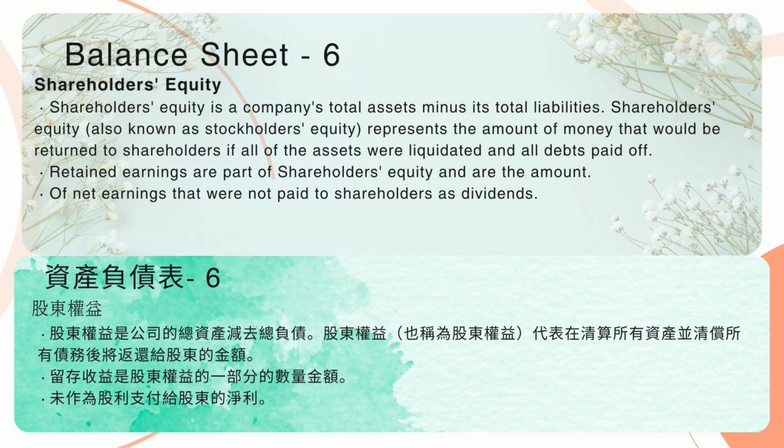Shareholders' equity. The shareholders' equity is a company's total assets minus its total liabilities. Shareholders' equity, also known as stockholders' equity, represents the amount of money that would be returned to shareholders if all of the assets were liquidated and all debts paid off. Retained earnings are part of the shareholders' equity and are the amount of net earnings that were not paid to shareholders as dividends.